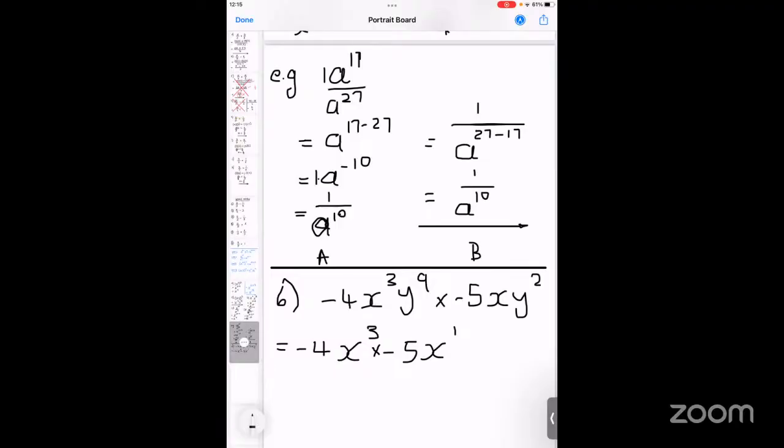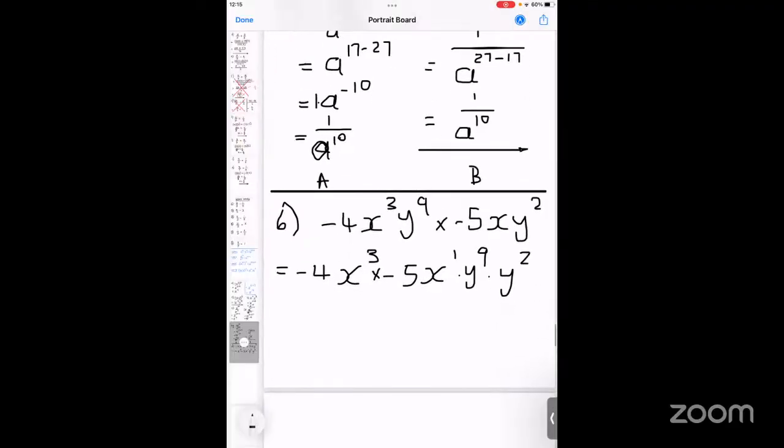And you write y to the power of 9 plus 2. Plus 2 like that. No, y to the power of 2. Y to the power of 2. Yes. Okay, next step.